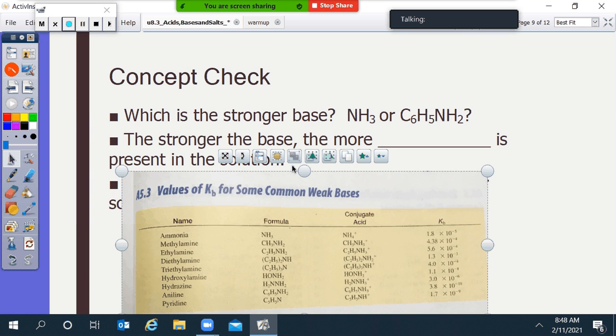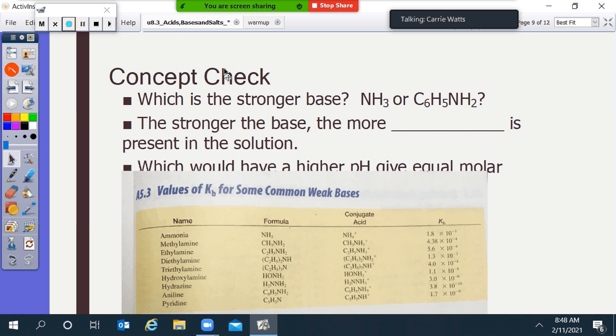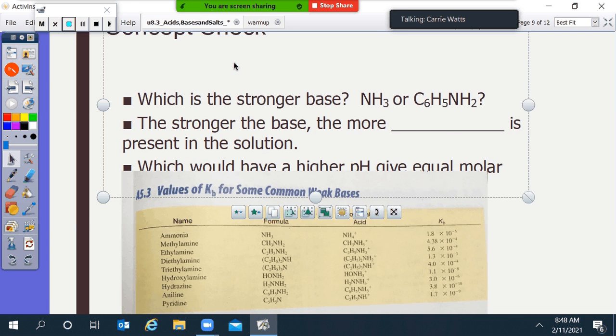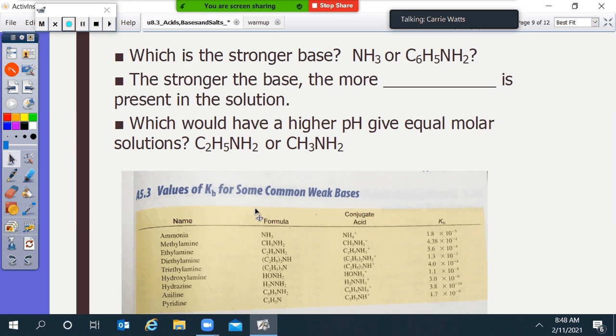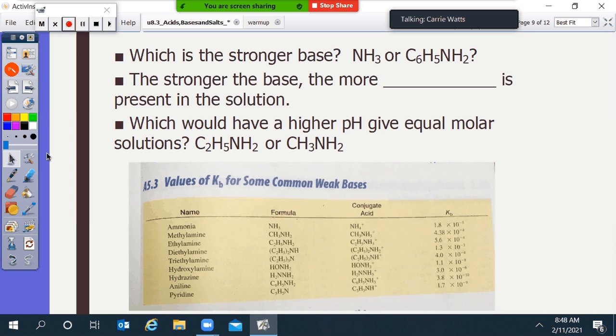Okay, so why don't we see if you can do this. Answer these problems now. We'll do the first one together, and then I want you to answer the second one, or the third one yourself.